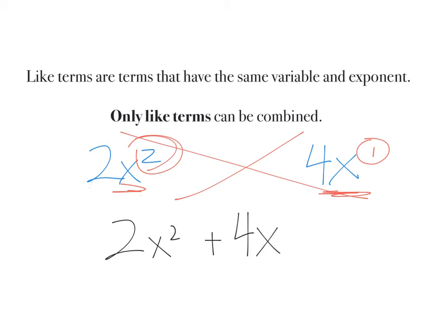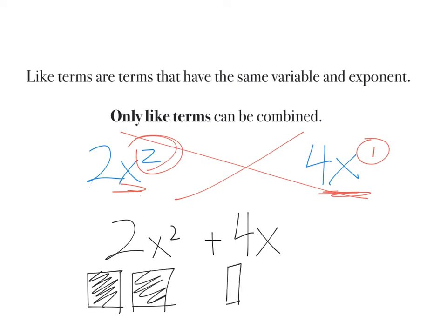And if we think about it in terms of the algebra tiles, then this would be 2 of the black boxes, and this would be 4 of the rectangles. Right? And if I were to describe what I had here just in terms of shapes, I would say I had 4 black rectangles and 2 squares. I couldn't say I had 6. Right? I can't put these together. So I have 2x squared plus 4x because I cannot combine these terms which are not alike.